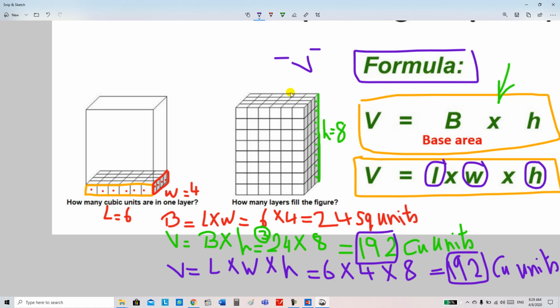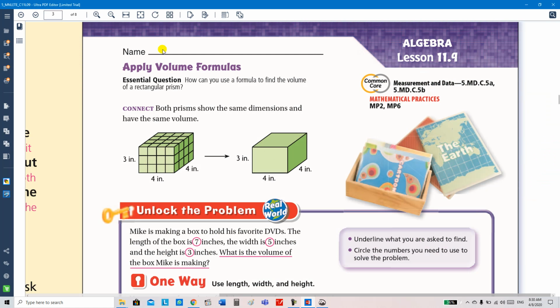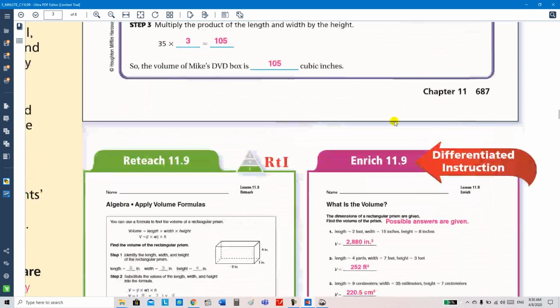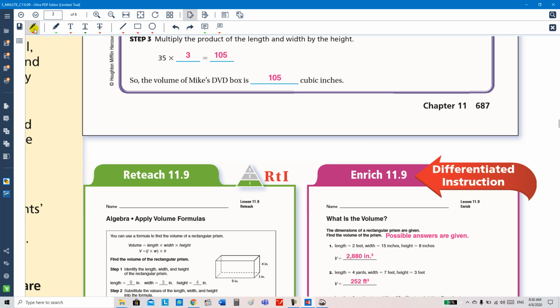Okay, so we have two rules, or two formulas, to get the volume of a rectangular prism. You have to keep them in your mind, memorize them, and apply them today, inshallah. So we are going to apply these rules in our lesson today. Let's move back to our lesson. Open your book, page 687.